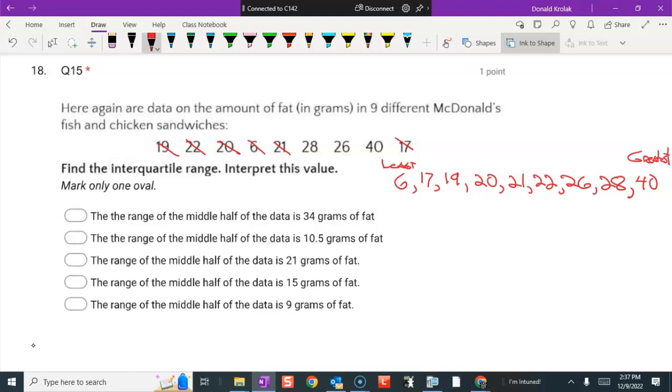So you got 9 numbers up here. So the position of the median is going to be located, I got 9 numbers, so 9 add 1 divided by 2. So that's going to be the 5th value. So my median, 1, 2, 3, 4, 5 is 21.